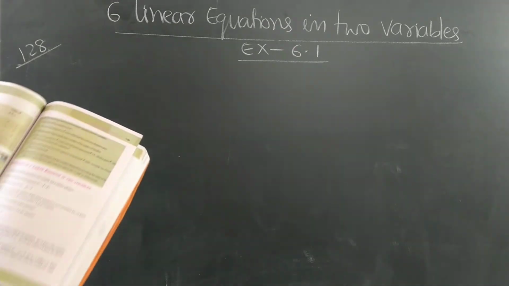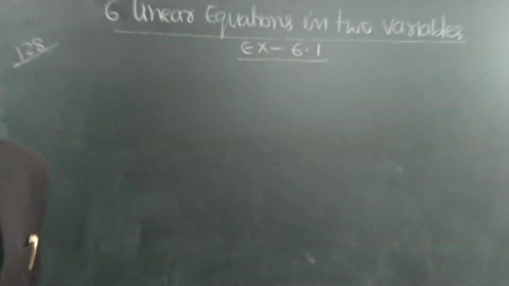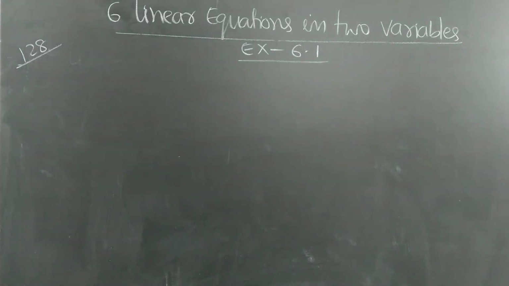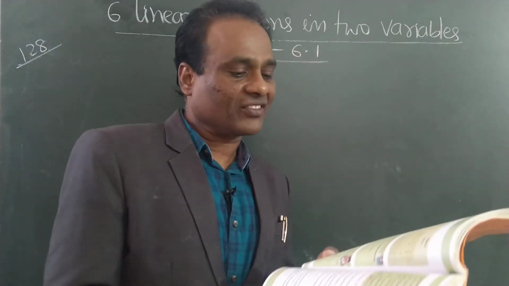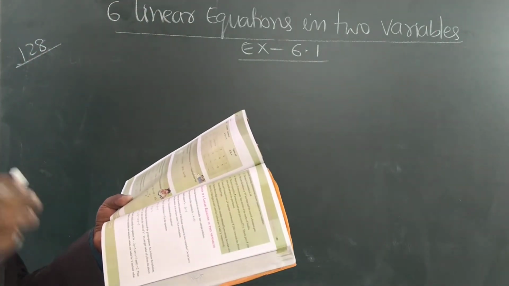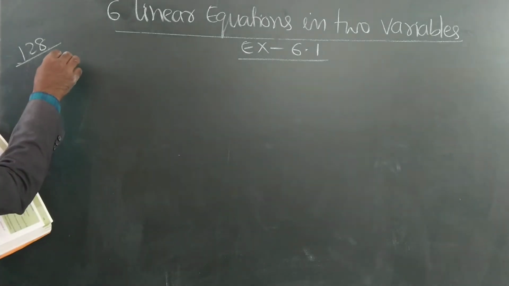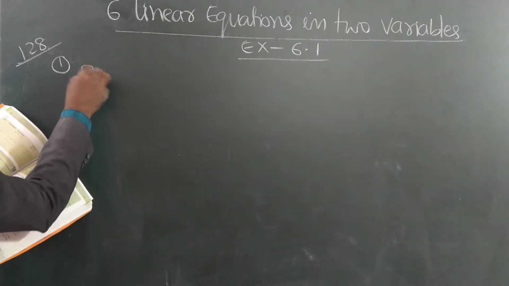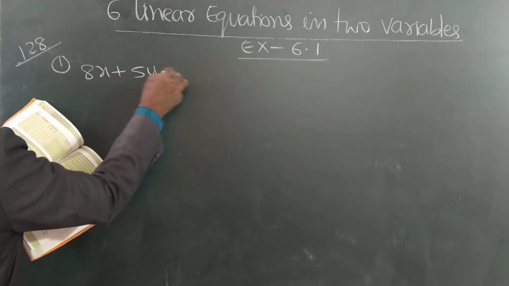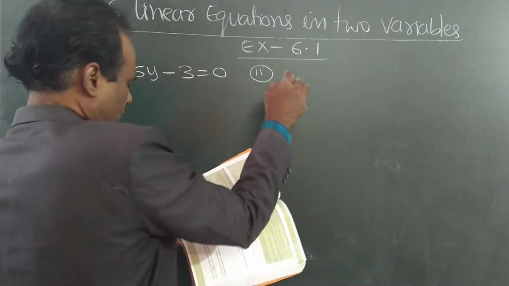Students, all of you open your textbooks, page 128, exercise 6.1, first question. Read the question. Express the following linear equations in the form of ax plus by plus c is equal to 0 and indicate the values of a, b, c in each case. Very simple, no solution, that's just adjustments, that's all.